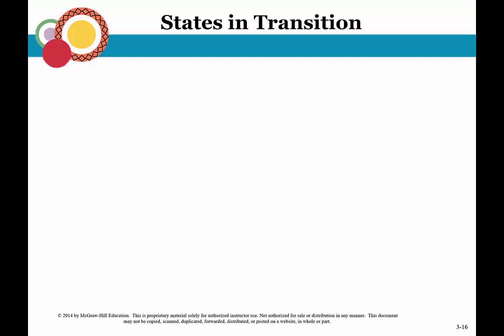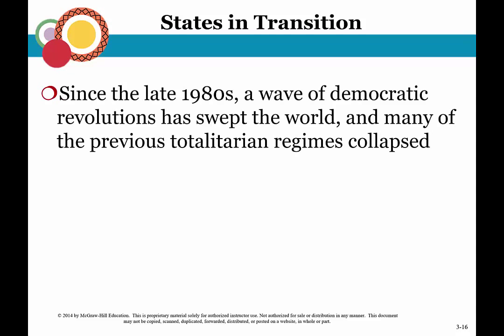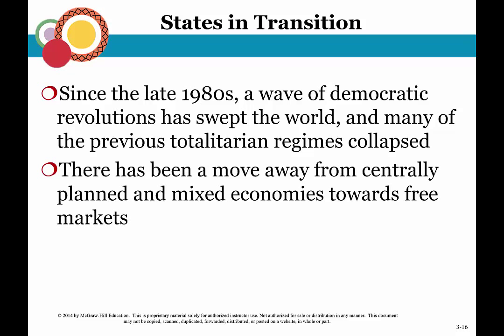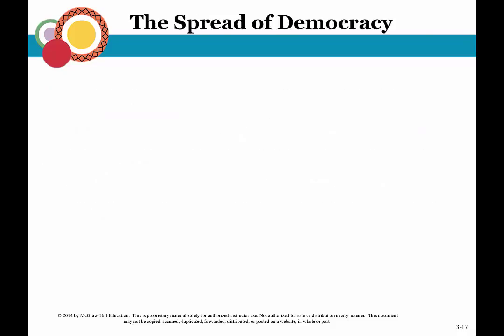Now, since the late 1980s, a wave of democratic revolutions have swept the world essentially, and many of the previous totalitarian regimes have collapsed. And there's been a move away from centrally planned and mixed economies to really more free market economies because of the prosperity of capitalism in certain parts of the world and people buying into that thought process.